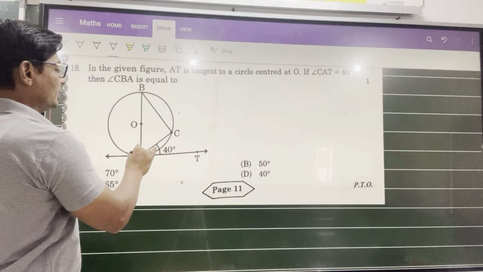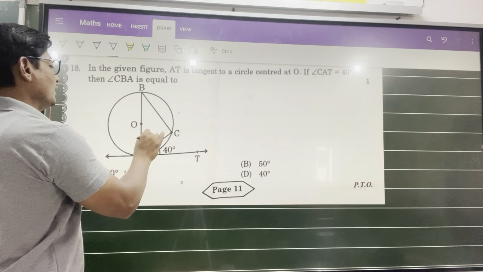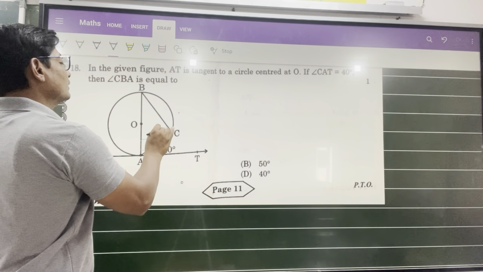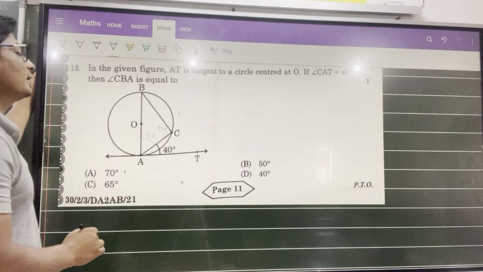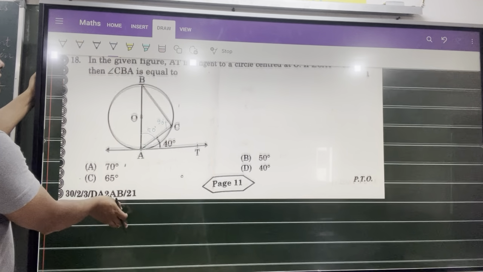So here the angle is total 90 degrees. So therefore this is 40, so the remaining here will be 50 degrees. And also we know that here the angle will be 90 degrees. So if these two angles are 50 and 90, now the remaining angle is whatever they have asked, CBA.